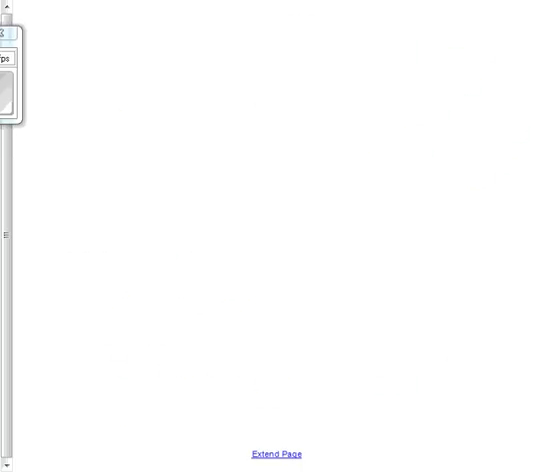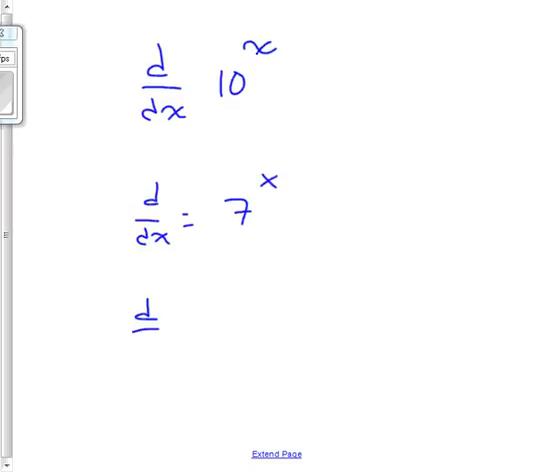So just to check in to see if you got the basics: what would be the derivative of 10 to the x? And what would be the derivative of 7 to the x? And then just a challenge one, what would be the derivative of 5 times 8 to the x? Pause the video and get an answer to these.